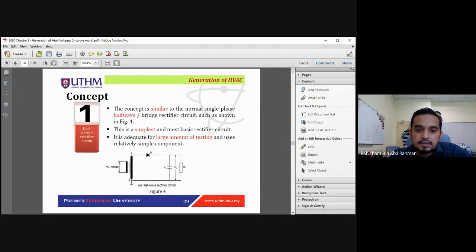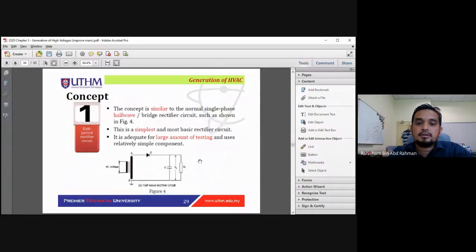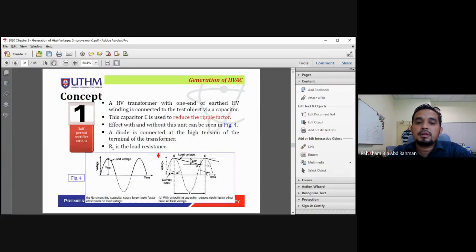All of these 4 circuits or 4 configurations contribute to the generation of HVDC. We apply the diode here, and then that will give us a load voltage in this way, and then we have the smoothing capacitor to smooth out the ripple, so that it becomes less distorted.